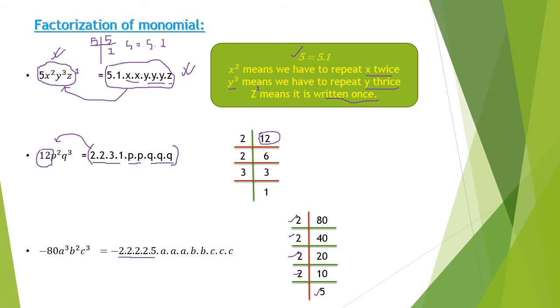There is a minus sign, so we have to include it. And as a is a cube, we have to repeat a thrice. B has power 2, we have to repeat twice, and c has power 3, we have to repeat thrice. And if we multiply all these factors, then we will get the original monomial, minus 80 a cube b square c3. Now hope you understood the factorization of monomial. It is very important. This process of factorizing monomial will be very important while we are factorizing binomial and trinomial.